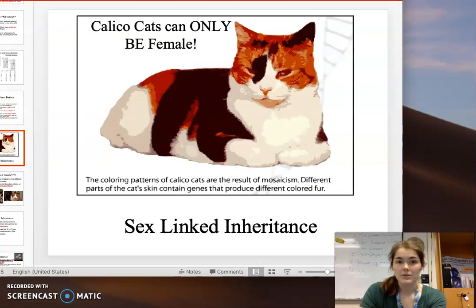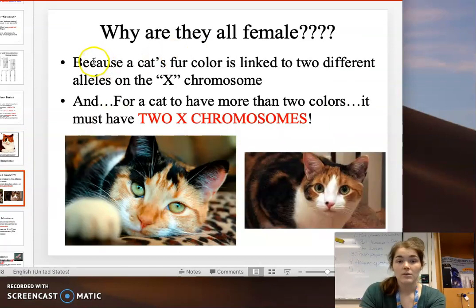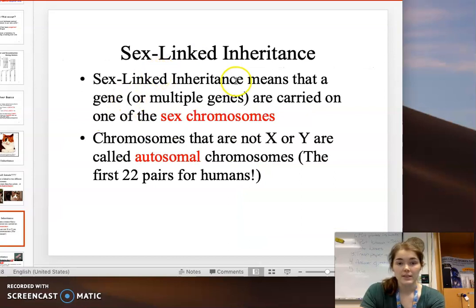Now, sex-linked traits. Calico cats are the best example because calico cats can only be female, and this is due to genetics. We call this sex-linked inheritance because it is linked to the sex chromosomes. So the cat's fur color is linked to alleles on the X chromosome. In order for a cat to have two X chromosomes, it's going to be biologically female. Two X chromosomes means it has two colors. It has both the allele for black fur and the allele for orange fur, which are on the X chromosomes.